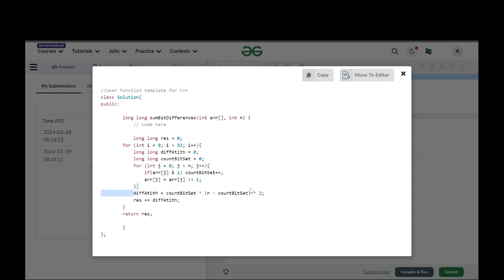So here the difference at the ith bit is equal to the count of set bits, that is the number of ones, into the number of zeros, into 2. The 2 is basically used for having all the combinations. So we are considering all the combinations, adding it to the result and returning the result. So I hope you're clear with this video. Thank you.